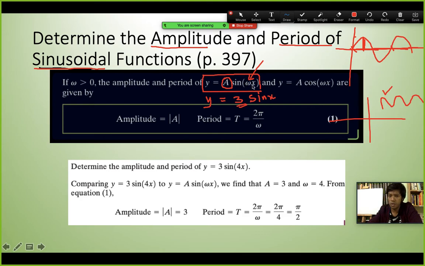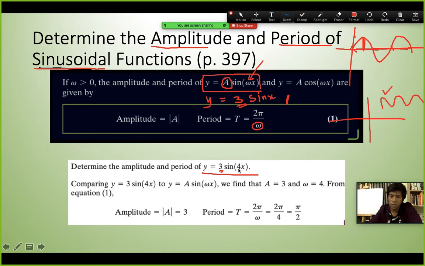So if someone gives us some number here, suppose 2, 4, 5, 10, we will put that value, and then we can find out the period. We have an example here actually. See, y equals 3 sine 4x. So 3 is the amplitude.